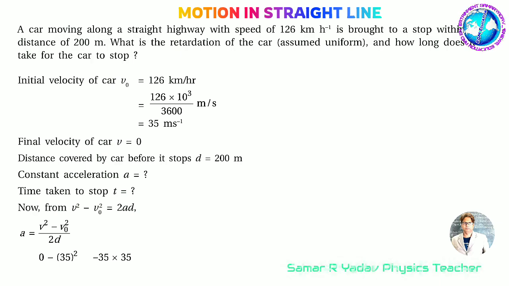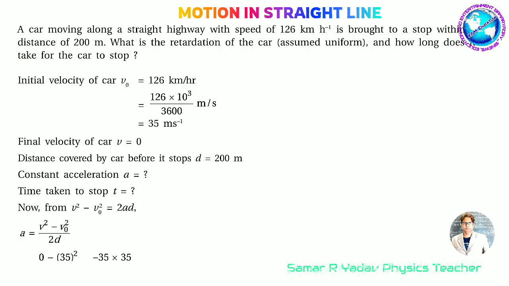A car moving along a state highway with a speed of 126 km per hour is brought to a stop within a distance of 200 meter. What is the retardation of the car, assumed uniform? How long does it take for the car to stop?